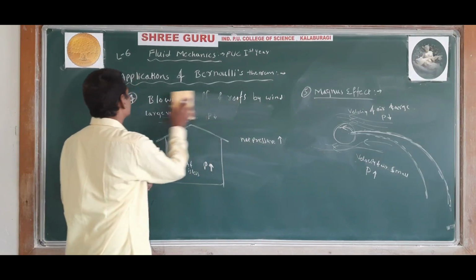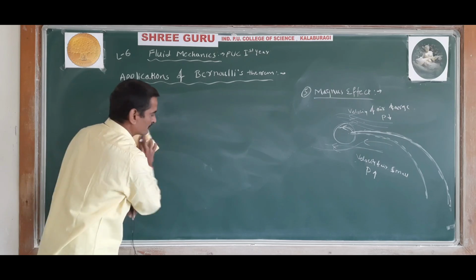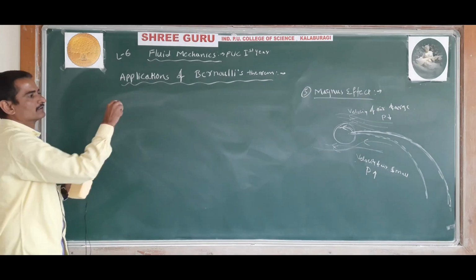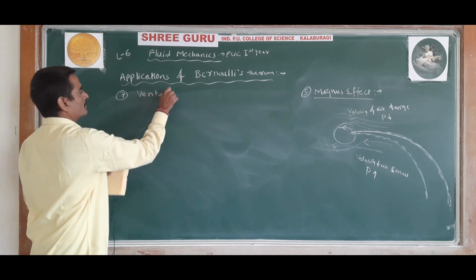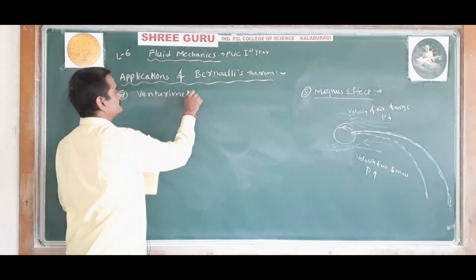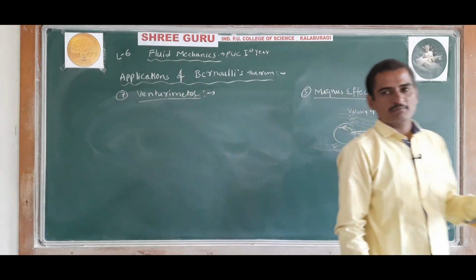Okay. So now the next application. We shall study the next application of Bernoulli's theorem. That is the seventh one, I think. Venturimeter. It's all simple. I will explain in a simple way.